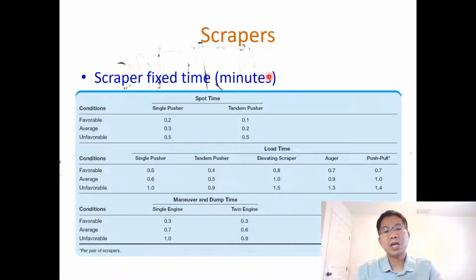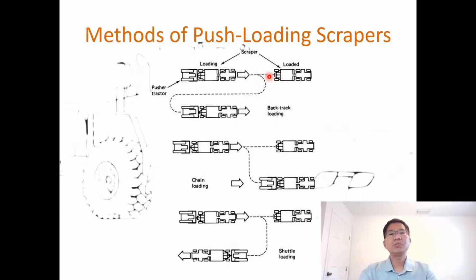And of course, the return and load time, the travel time, are the differences. Fixed time includes spot, load, maneuver, and dump time. Travel time includes loaded travel and then the return with an empty bucket. You will see that in the next video and problem 2. But for now, for the fixed time, we can find it in that table here.